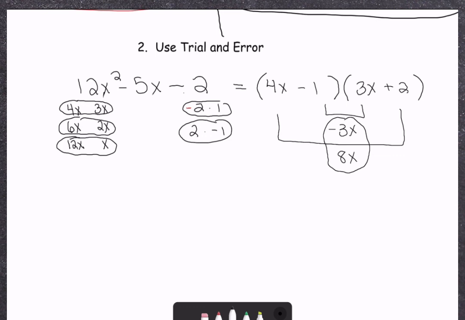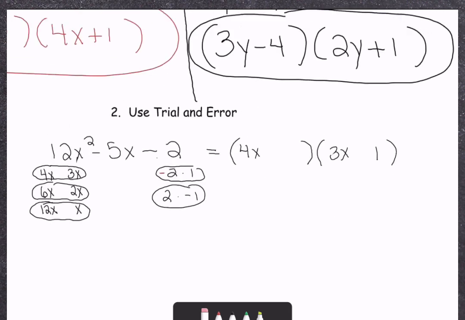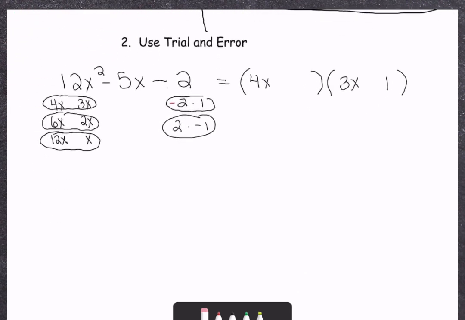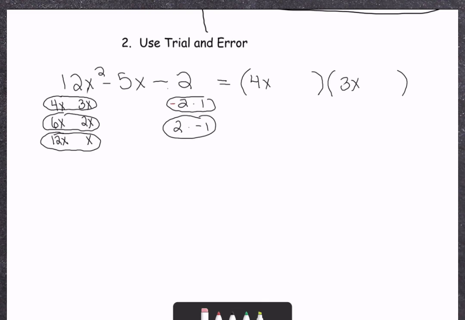So I switched the 2 and the 1. I switched the signs also. And I got negative 3 and 8. When I add those together, I get 5x. I'm close. I'm trying to get negative 5. So if I switch the signs, then I will have it. Let's switch these signs real quick. So I'm going to put 2 over here, make this negative, and then put the positive 1 over here.